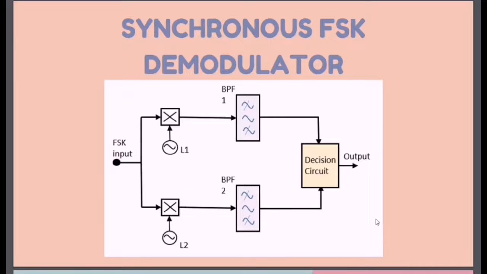For the synchronous FSK detector, the block diagram consists of two mixers with two local oscillator circuits, two band pass filters, and a decision circuit. Below is the diagrammatic representation.